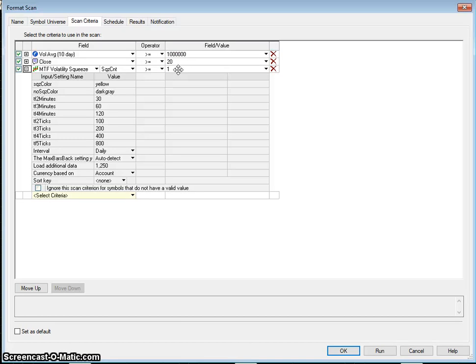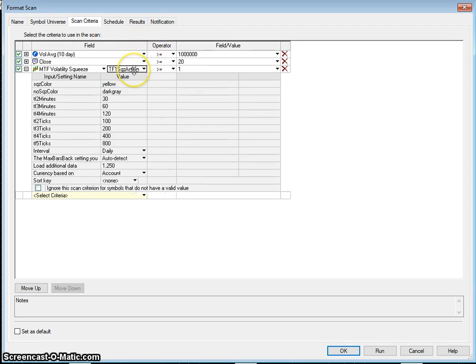So if you want to look for things that have 2 or more squeezes, you would change this to 2. Whatever makes sense for your situation. And the other thing to take note, if you just want to look for squeezes in the first time frame, which is just the time frame of the chart or the radar screen that you have, you can just look for this indicator.